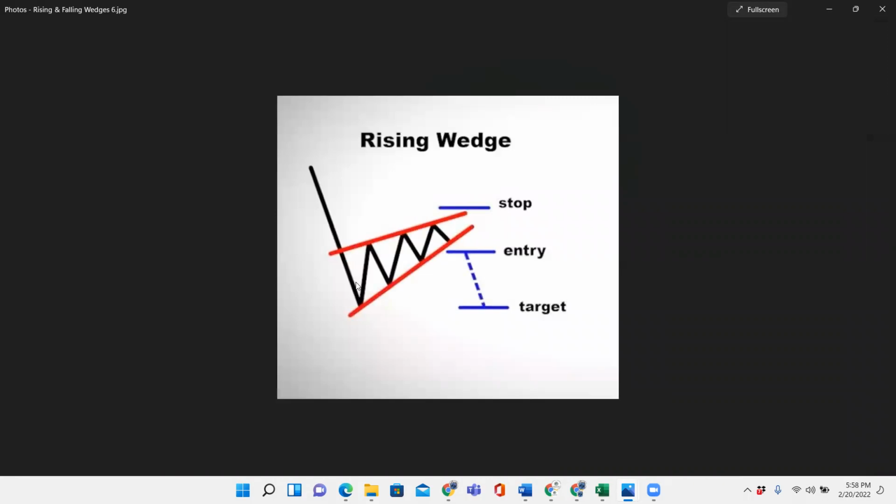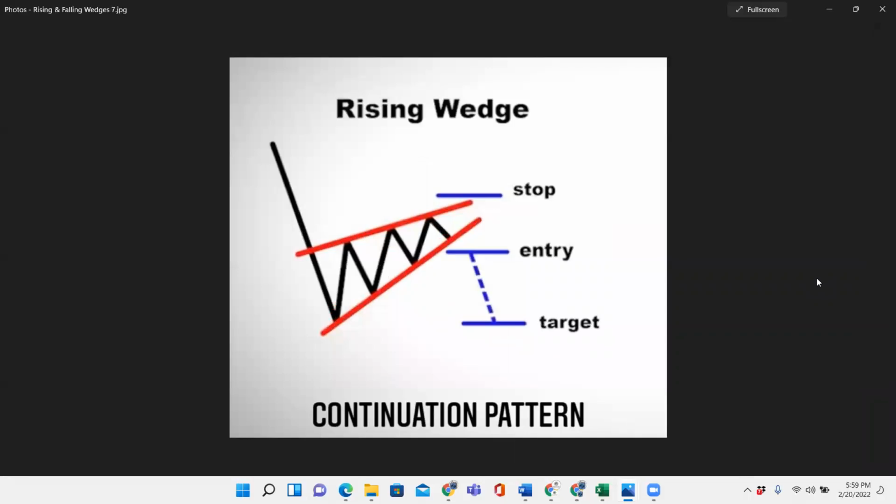Now we have the downtrend and a rising wedge. And then we want to put our entry over here. We want to put our stop loss right above. We want to put our target down here. Why? Because this is symbolizing a continuation pattern.